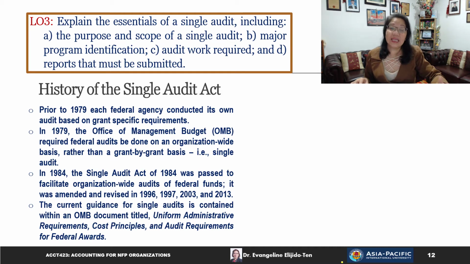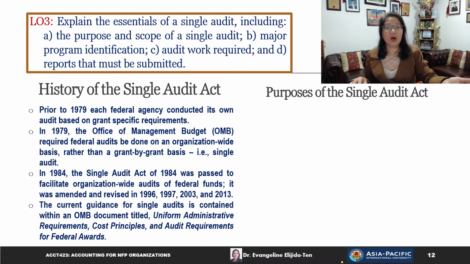So the current guidance for single audit is contained within an OMB, the Office of Management Budget, document titled Uniform Administrative Requirements, Cost Principles, and Audit Requirements for Federal Awards.